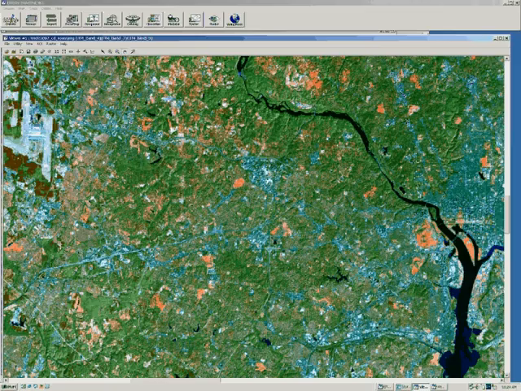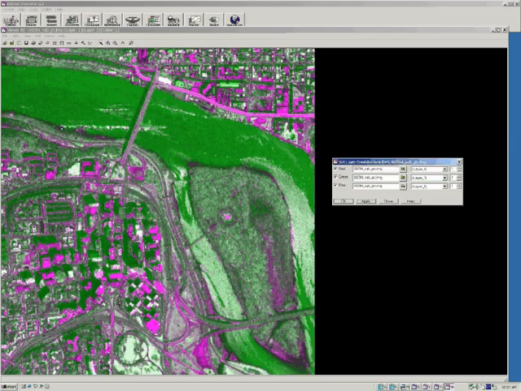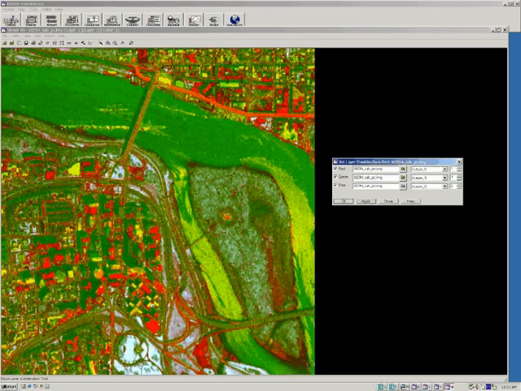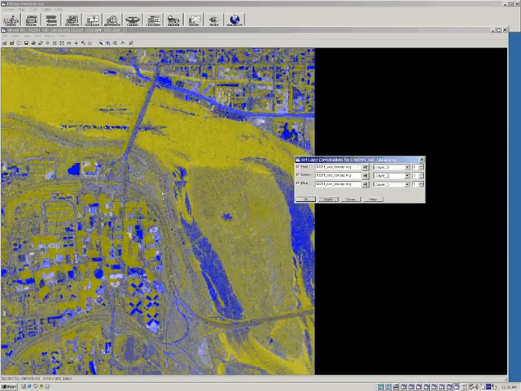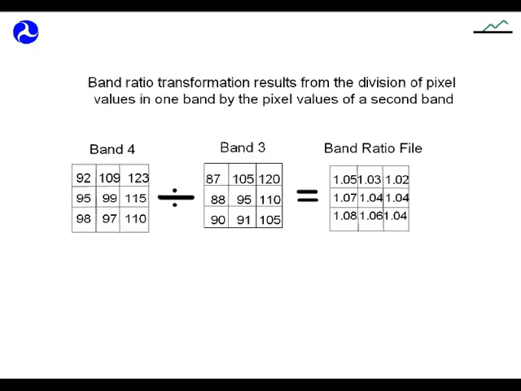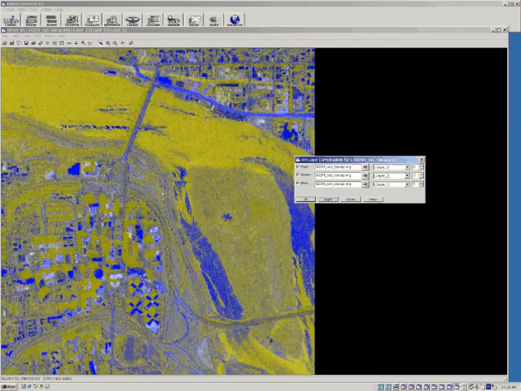A third type of image enhancements include a set of image transformation functions. Image transformations create new image data from the original image input files. These transformed images often reduce the dimensionality of multiband imagery into one or two most significant bands, based on the statistical properties of the input image. The most straightforward of these transforms is the band ratio, whereby the pixels of one band of the image are divided by the corresponding pixel values of a second band of the image.